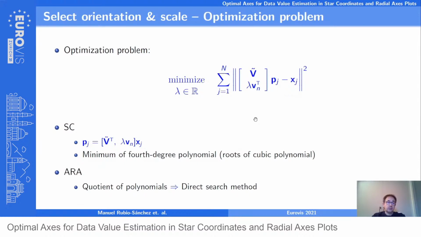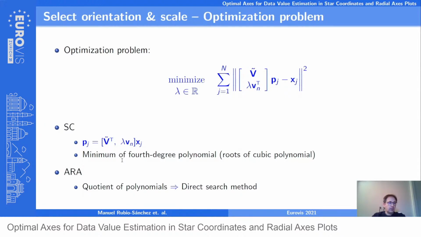This is the optimization problem that we'd have to solve. V sub n is the new vector in a particular direction. Lambda is just a scalar that can be positive or negative. And the solution for star coordinates is the minimum of a fourth degree polynomial. So you basically have to compute the roots of a cubic polynomial, which can be done without any problem.